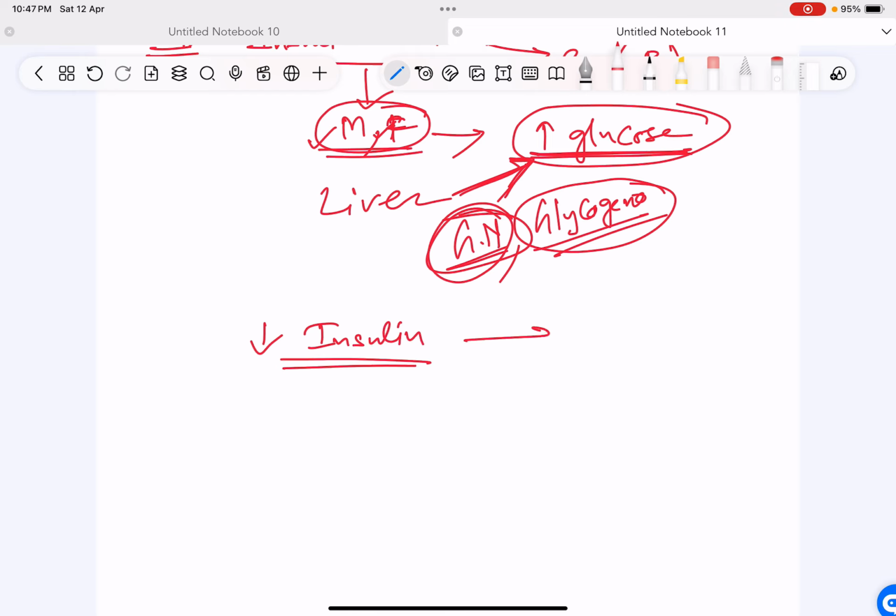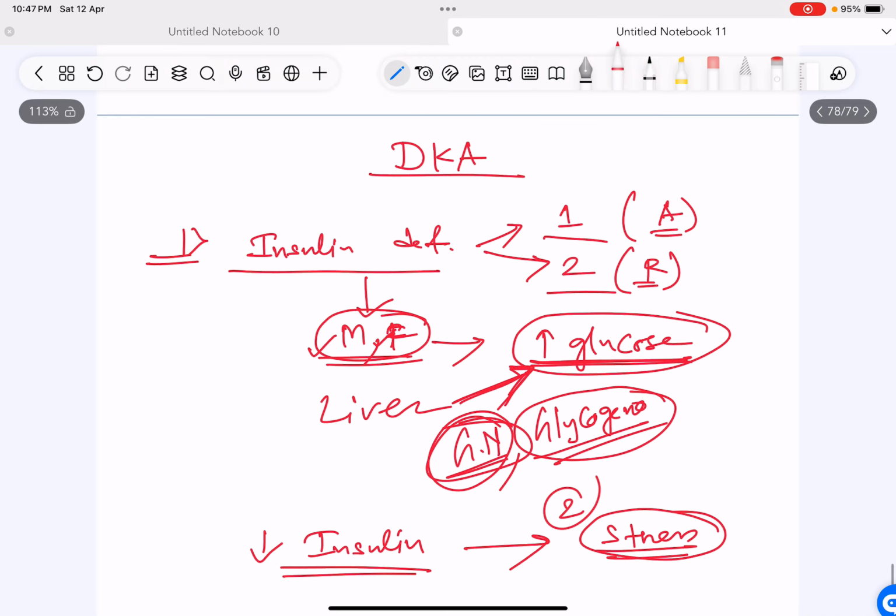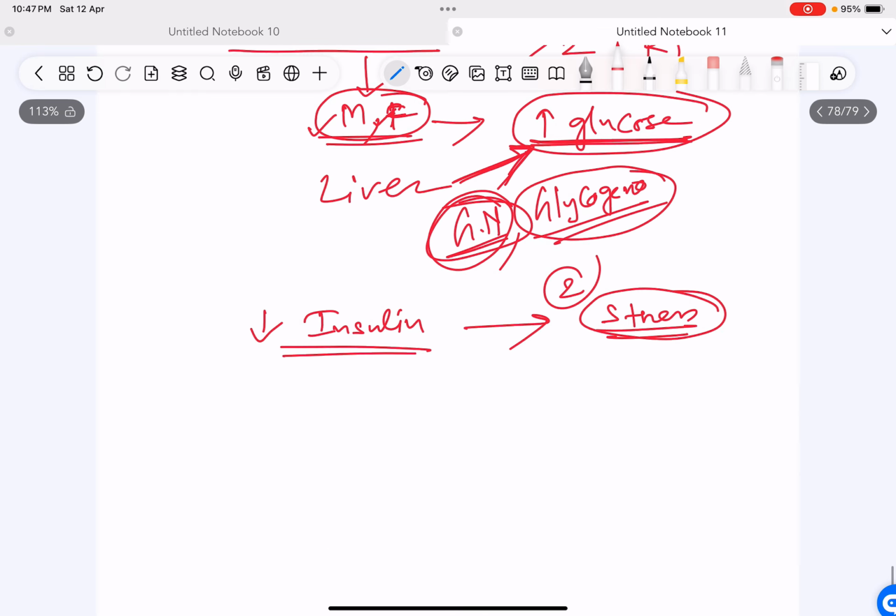Okay, now you develop a stressful situation, like you are having some infection or some illness. So some infection or some illness will give you stress. So the second problem is now stress. First is insulin deficiency, and second is stress. What will this stress do? Insulin is an anabolic hormone. Now in stress you will start producing more of the catabolic hormones.